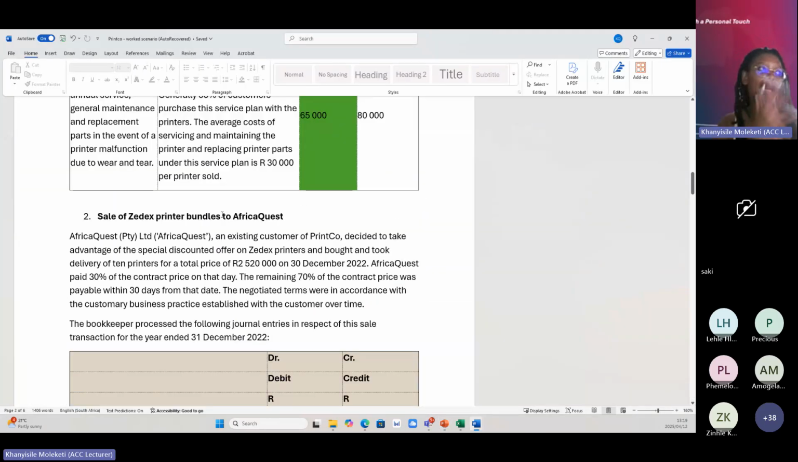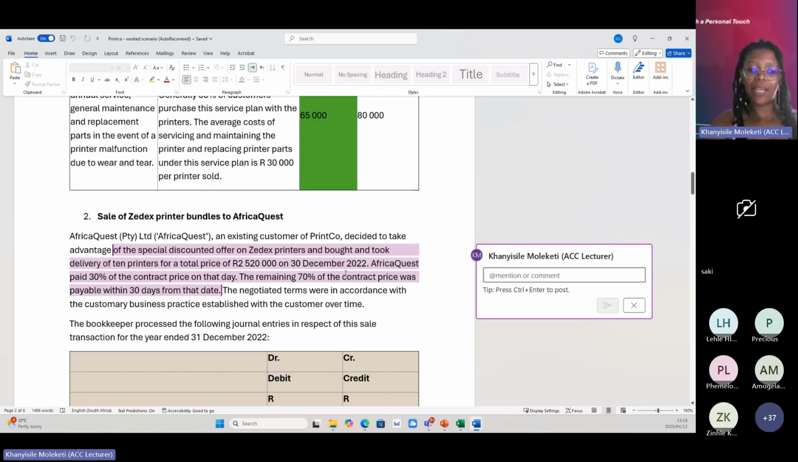So we now know all the information we need on the printers. I wanted to highlight here that there's a difference, right? They're taking delivery on 30 December 2022, but they're only paying 30% on this day and 70% in the future, right? So here we have to consider a significant financing component.